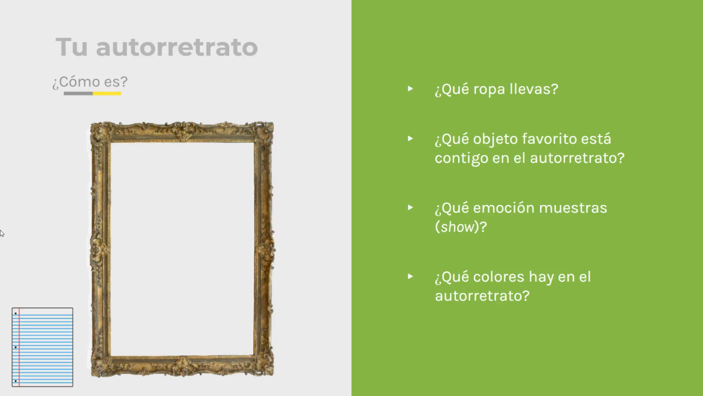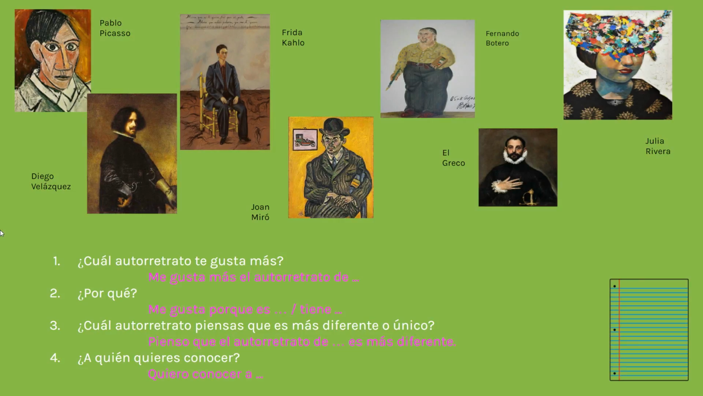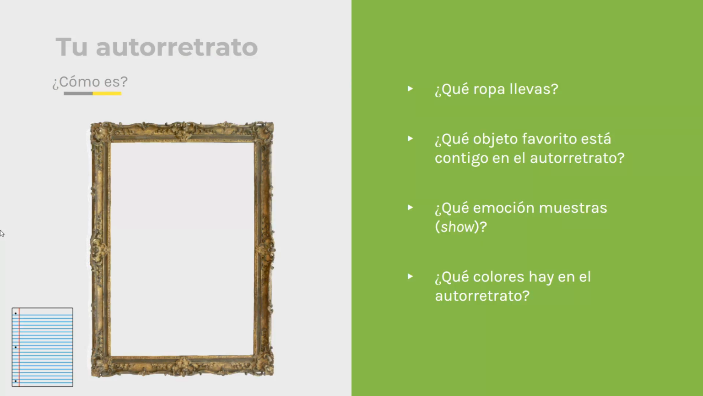And then how about the colores? If we go back and look at some of these, we notice that some of them are much more muted colors and some have more bright colors. ¿Qué colores hay en el autorretrato? I don't want you to write out answers to these questions. Instead, I would like you to draw on half the page or part of the page a small autorretrato. This is your own self-portrait, keeping those questions in mind. Go ahead and press pause and come back when you are finished drawing your autorretrato.